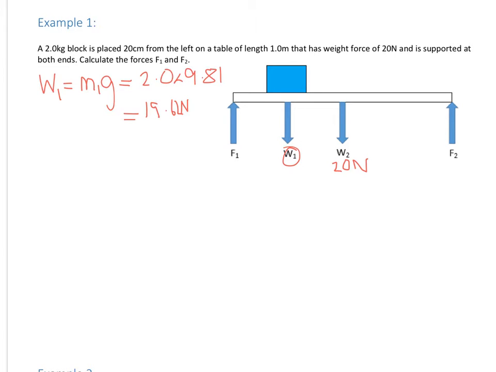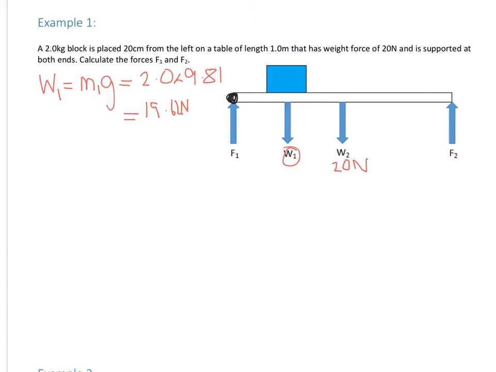If this whole system is in equilibrium, we can essentially say the moments going clockwise are equal to the moments going anti-clockwise. So what we're going to do is take moments about a pivot point that we're going to place here. I could have placed it anywhere, but seeing as we don't know F1, I'm going to put it there. Equally, putting it on F2 would be a valuable thing to be doing.